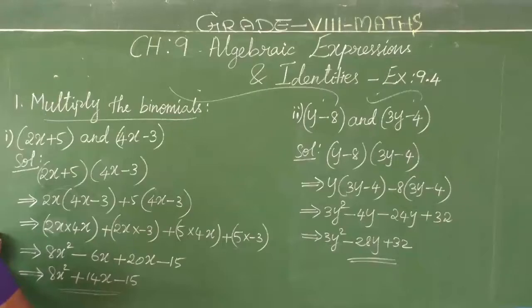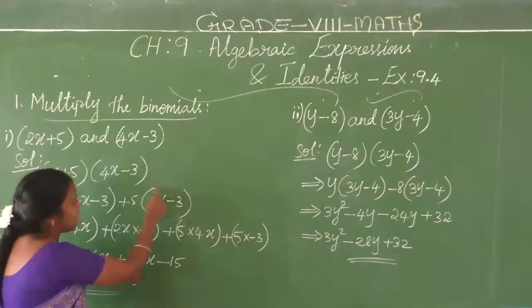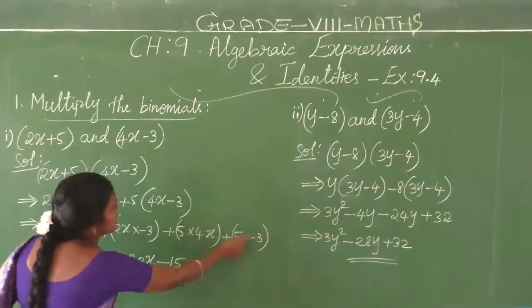Now in the third step, distributive property wise, 2x is common for both parts inside the bracket. So 2x into 4x plus 2x into minus 3. Distributive property: a into b minus c equals a into b minus a into c. On that basis I have split and written 2x into 4x plus 2x into minus 3. Like that, here plus 5 into 4x minus 3 becomes 5 into 4x plus 5 into minus 3, with the sign I took here.